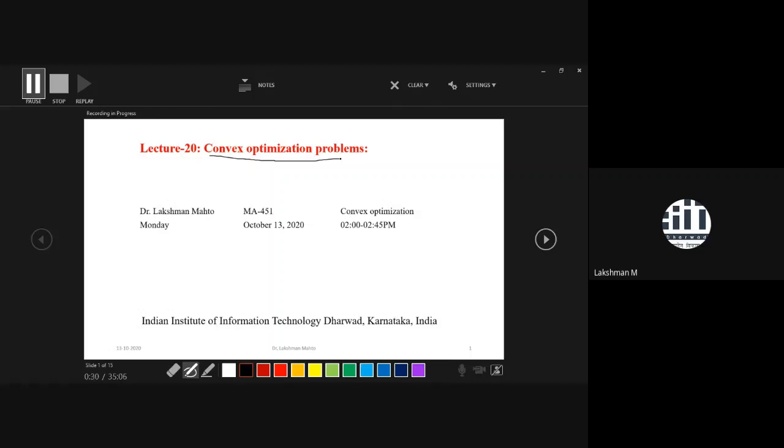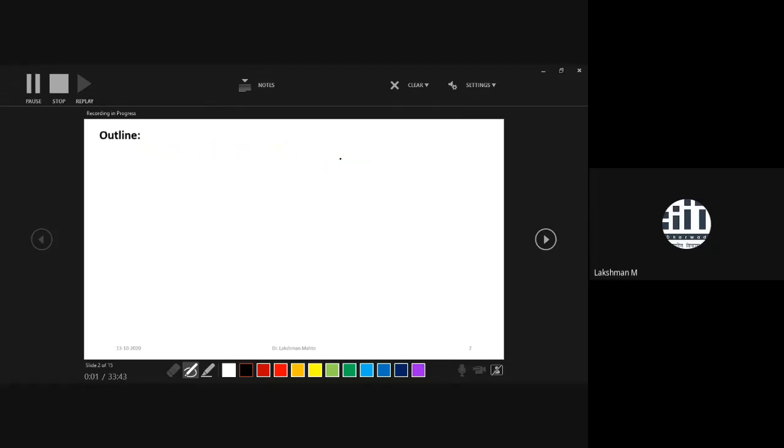Those kinds of problems in a standard form, we will also talk about those approaches as well. So first I am going to introduce the convex optimization problem. Then I will talk about equivalent optimization problems.